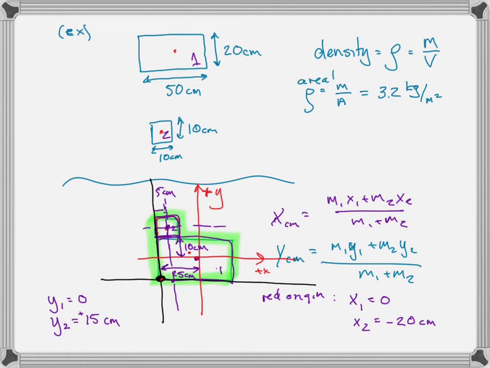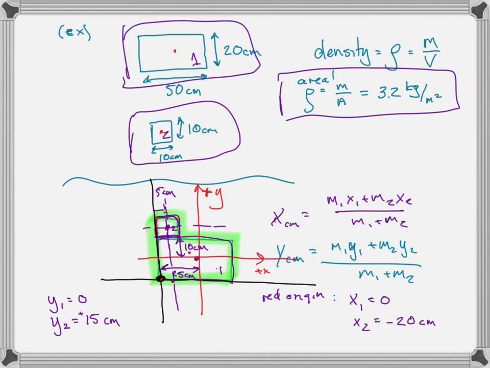Again, I'm trying to find the center of mass of the thing that's highlighted in green. I don't know their masses, but I do know their densities and their sizes. So I need to now find the mass of each object by itself. The small object, m2, is equal to its density times its area, because density in this case is mass per unit area. So it's 3.2 kilograms per meter squared times its area, which is 10 centimeters times 10 centimeters, which gives us 100 square centimeters.